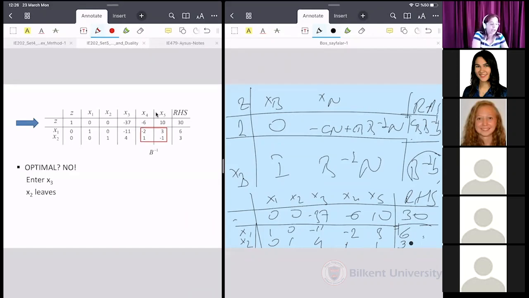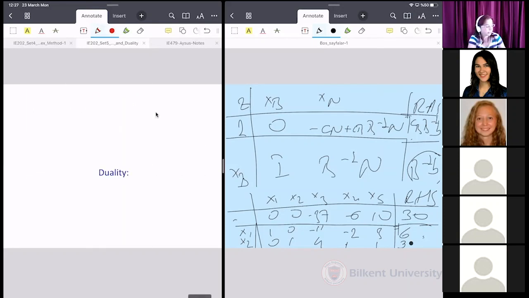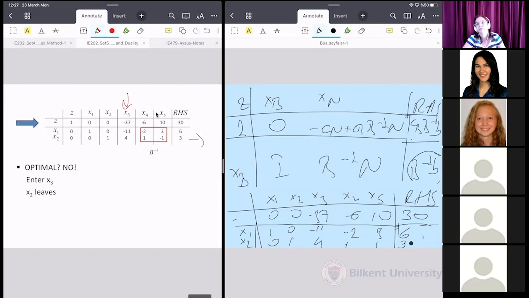Is it optimal? Of course not. I have to go on with my simplex. This is a maximization problem. Most negative enters. There is only one option. This guy enters, and we go on like this. Any questions? Okay. I strongly suggest you go through this matrix notation. I want everybody to be confident with driving this thing. Never memorize it. Learn how to drive it. Because if you know this, you're saved.